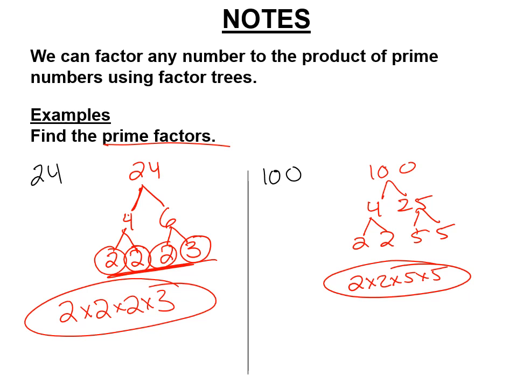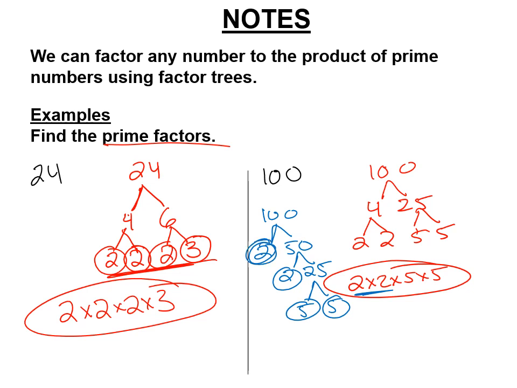So let's just do one where I take another path. So let's do 100, but this time let's do 2 times 50. Well, 2 is prime, but for 50 you got to go again. Well, you can go 2 times 25, right? And there's the 2 2s, we got those, and there are the 2 5s again. And this will happen no matter which path you take. You will get the same bottom of the tree.